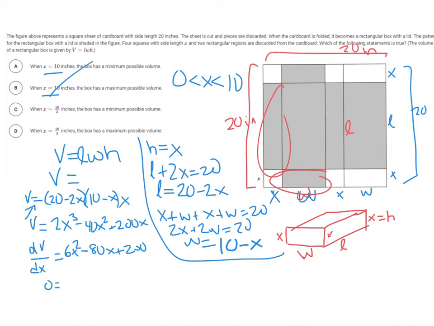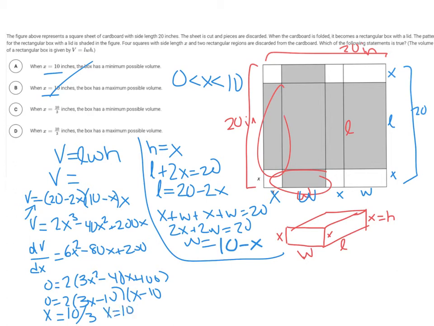If you set that equal to 0, then you can also factor that. And when I factor this out, I get 2 times 3x minus 10 times x minus 10. That's where, if you look back at the choices, the 10 over 3 and the 10 come from.